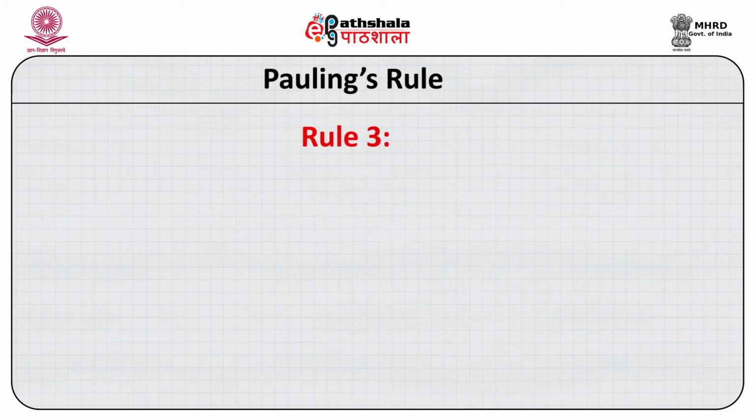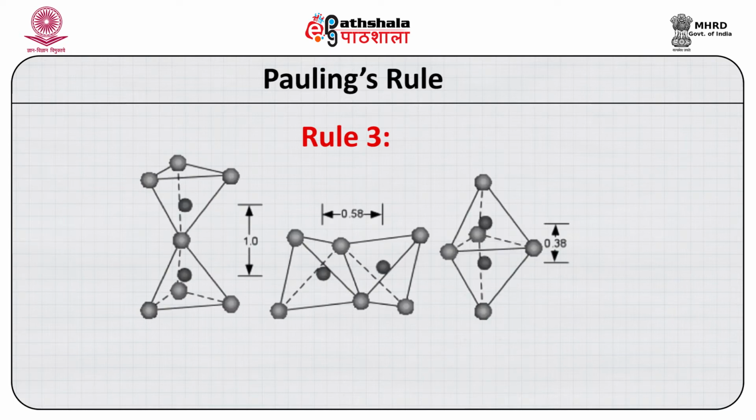The third rule concerns the sharing of polyhedral elements. The first part of this third rule says the existence of edges and particularly of faces common to two anion polyhedra in a coordinated structure decreases the stability of ionic structures. Now, this figure illustrates this very well.